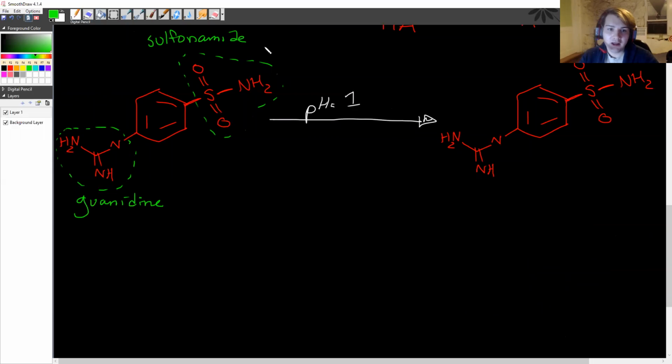So a sulfonamide, I should know this, has a pKa of 7.5. Someone want to double check me in the chat. And we know that this is a basic structure, I believe. I really should have these memorized. And guanidine has a pKa of 12.5 and is also a basic structure. Cool.